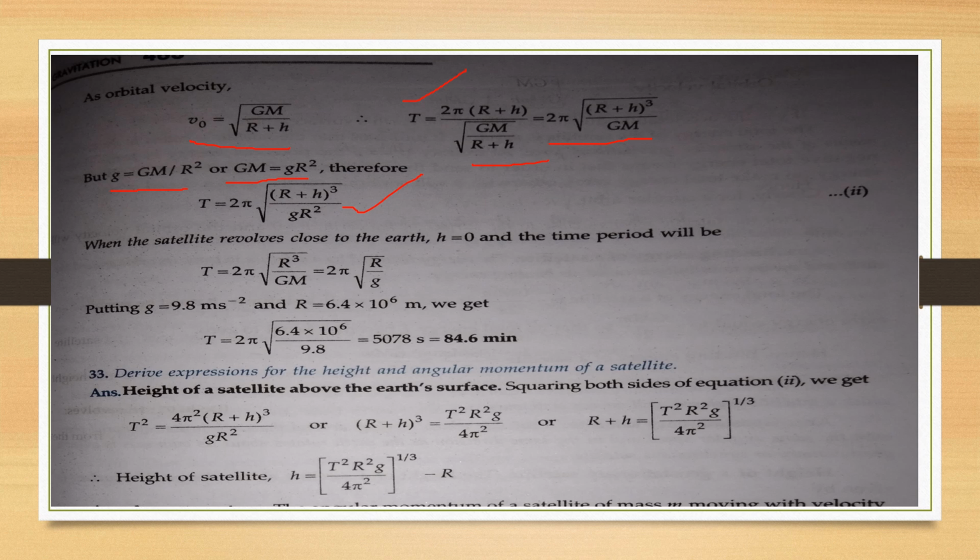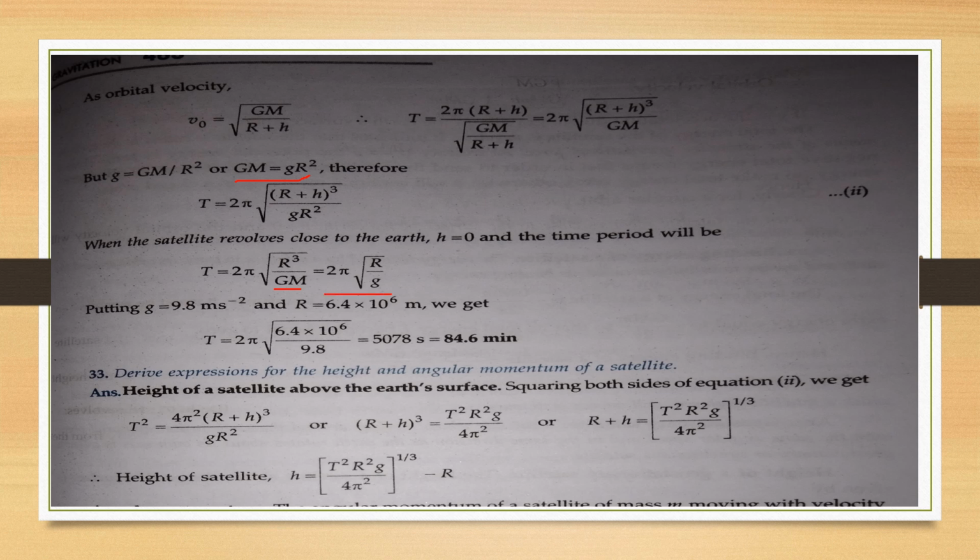Now for the special case when h is equal to 0, which means the satellite revolves close to the Earth's surface, the time period is equal to 2 pi under root of R cube divided by GM, because in this case we take h is equal to 0. After solving this we get 2 pi under root of R over g, because we know GM is equal to gR square. So put the value of GM as gR square, R square and R cube get cancelled out, and we get finally 2 pi under root of R upon g.